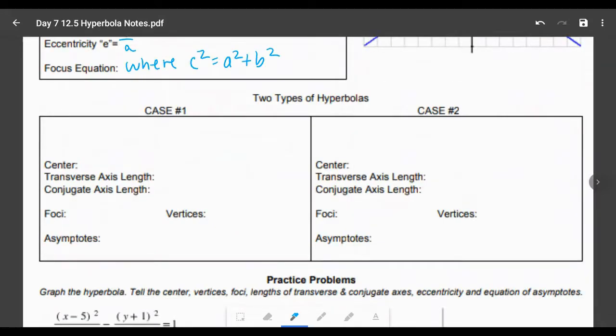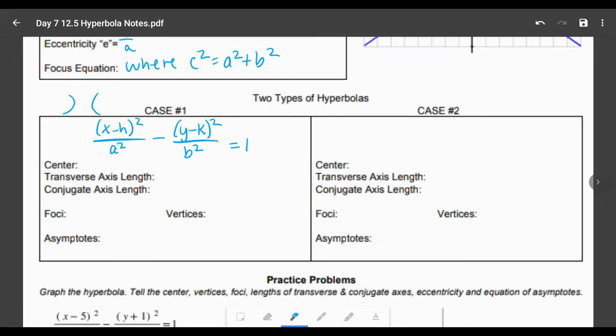Okay, so let's take a look at two different types of hyperbolas. One type of hyperbola opens right and left, and that would be one that starts with (x minus h) squared over a squared minus (y minus k) squared over b squared. So this equation should look pretty familiar. It's almost like the ellipse equation, except instead of a plus in between the two fractions, we have a minus in between the two fractions.